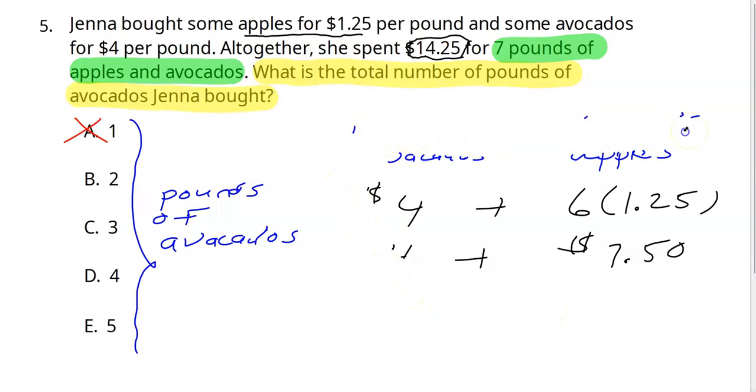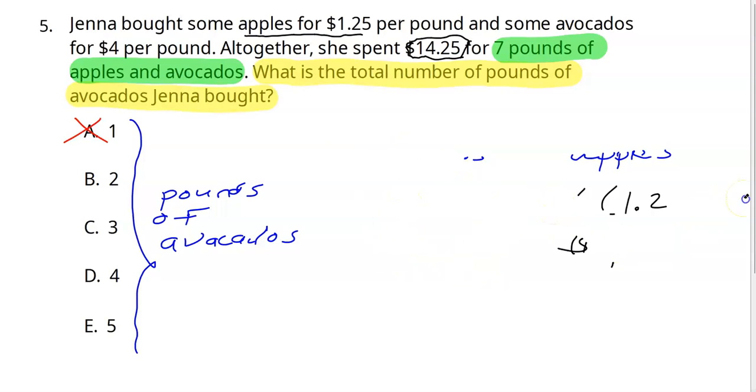Let me go through this again just in case you didn't get it the first time around. Again, remember, it says right here, 7 pounds of apples and avocados. We bought a total of 7 pounds of apples and avocados. So let's say B is my answer choice. That means I bought 2 pounds of avocados. So I'll go a little slower here. 2 pounds of avocados, right? Because my answer choices represent pounds of avocados.